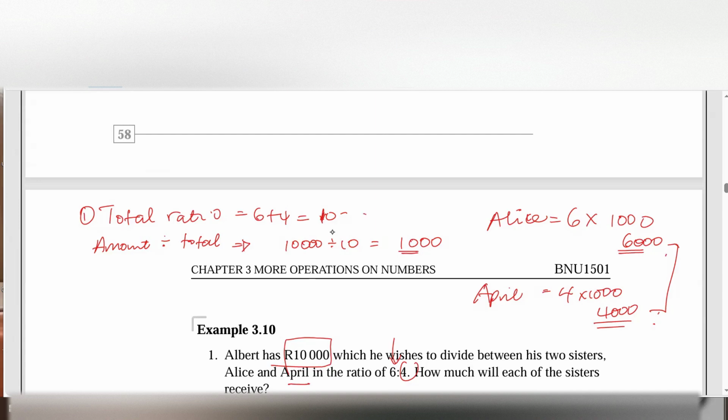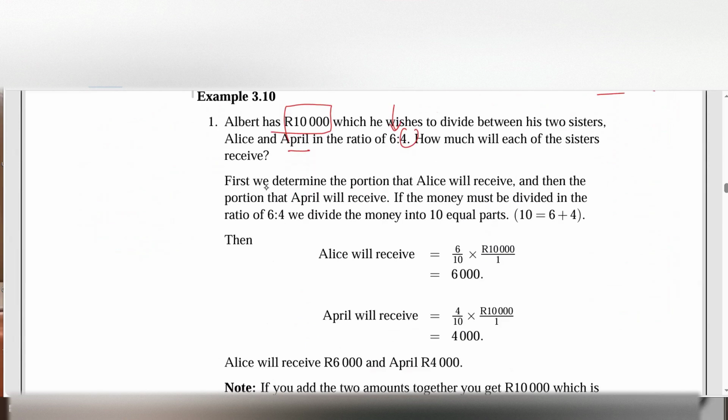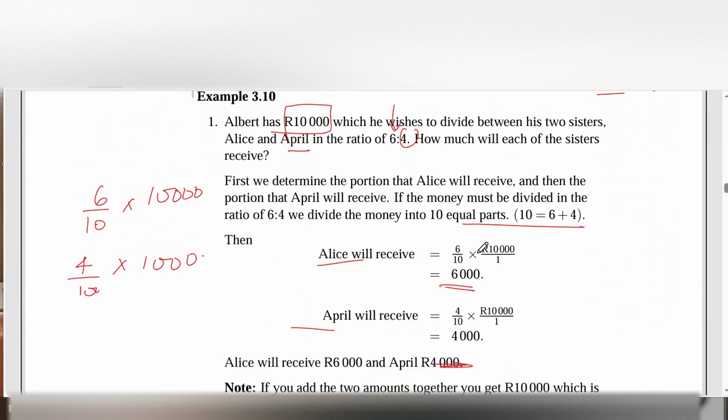Get the total ratio, then divide the amount by the total ratio, and then do the multiplication. Alternatively, as the study guide shows, take the portion they will receive over the total portion. For Alice, it is 6 out of the 10 portions, multiplied by the total amount, and you still get 6,000. For April, it's the same thing: 4 out of the 10 multiplied by the 10,000 gives you 4,000.